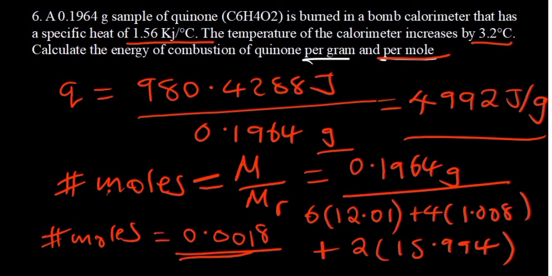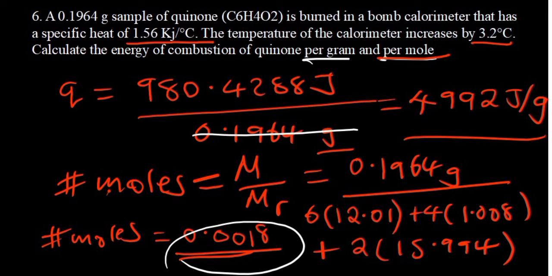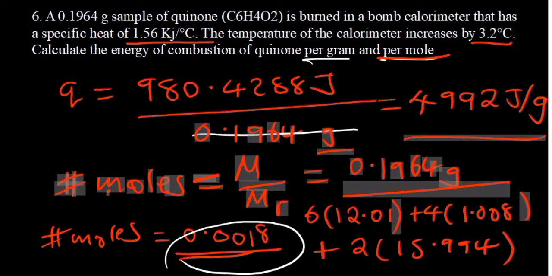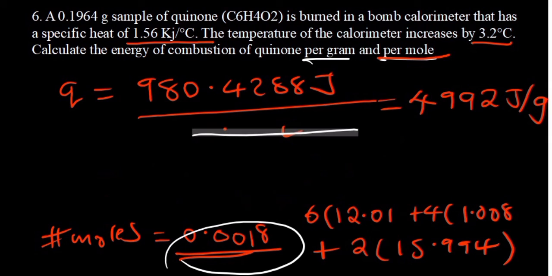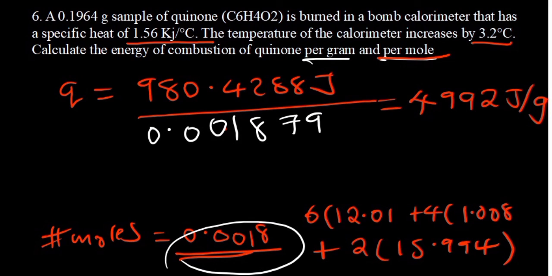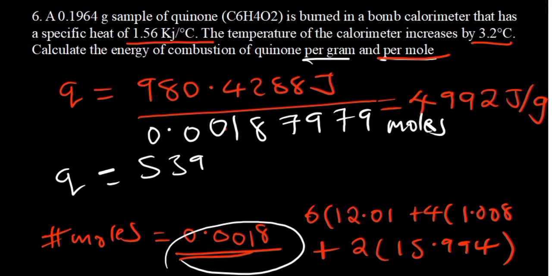After getting your number of moles, you plug in where we are at the mass now. So let me just create some space. The number of moles that we have is 0.0018 7979 moles. So our answer is going to be 539 295.7 joules per mole, as required by the question.